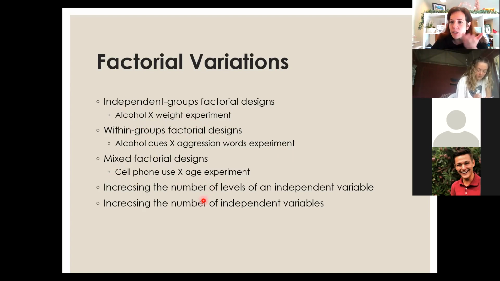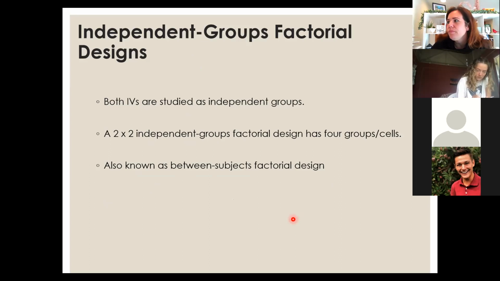You can increase the number of levels of an independent variable, and you can just increase the number of independent variables that are present. You could certainly do both of that. But as I suspect you can already figure out, the more you increase on either end, the more complex and harder it is to do, right? Okay. Independent group factorial design, then both independent variables are studied as independent groups.